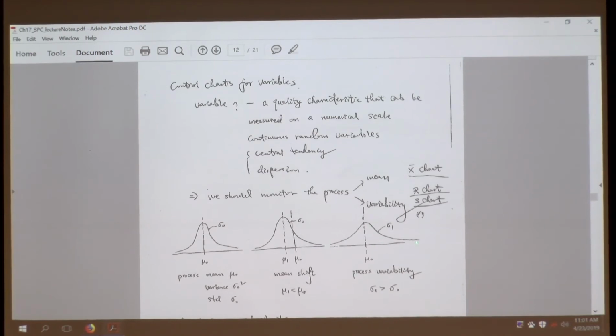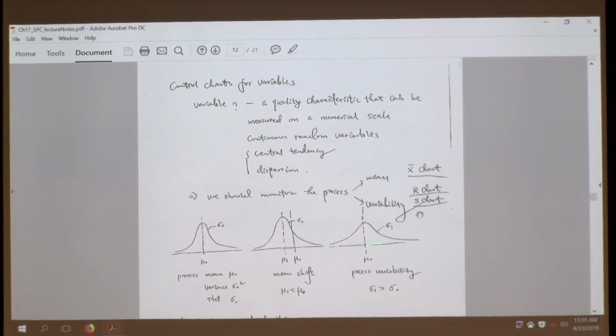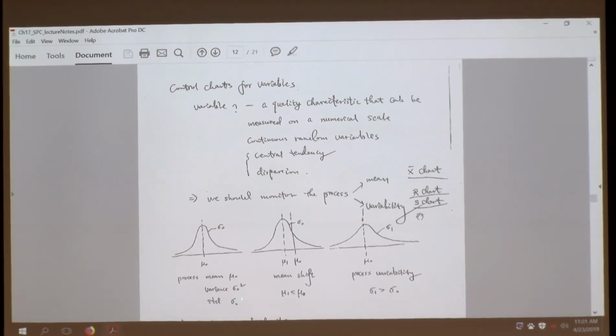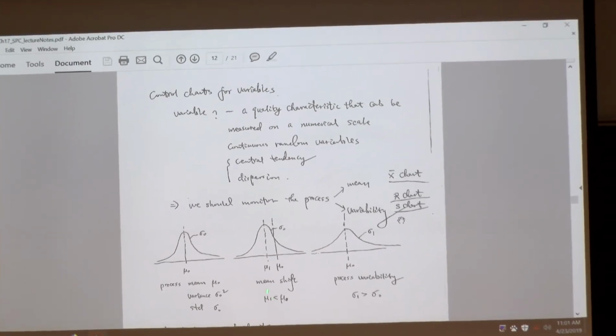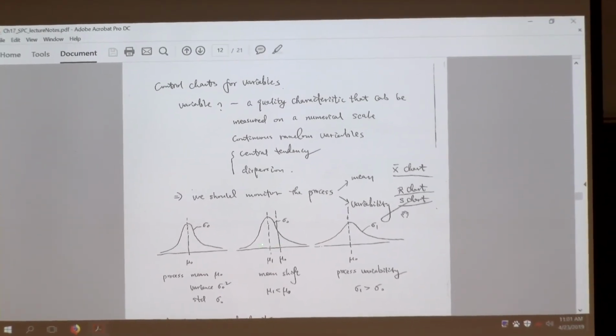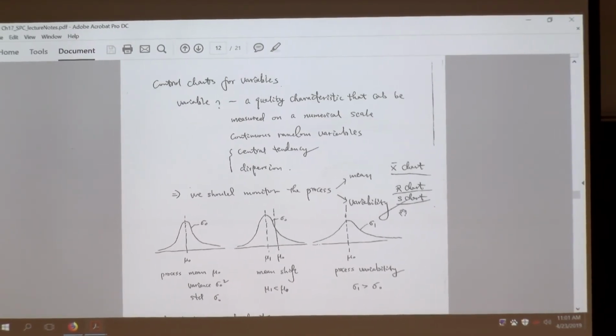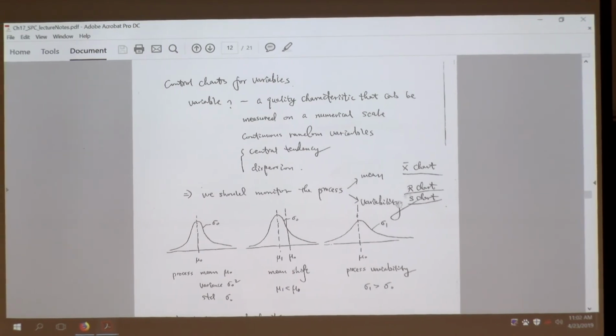You see, this is a dispersion. This is variability. This is a mean shift. How to monitor the mean shift? That is called the X-bar chart. How to monitor the variability of the process? We can use an R chart or S chart. So we have process mean mu0, variance sigma 0 squared, and standard deviation sigma 0. The mean shift, mu1, could shift to be smaller, or mu1 could be bigger. This is called a mean shift. This is a typical pattern you look for when monitoring a process.